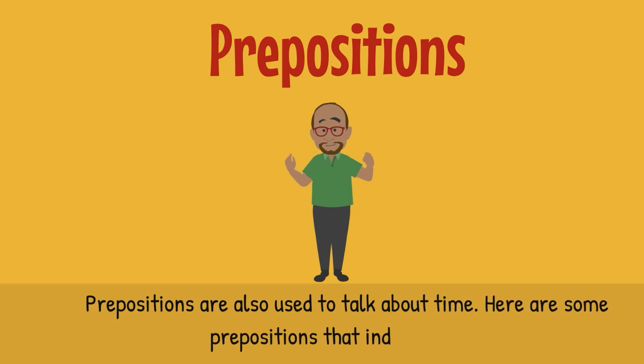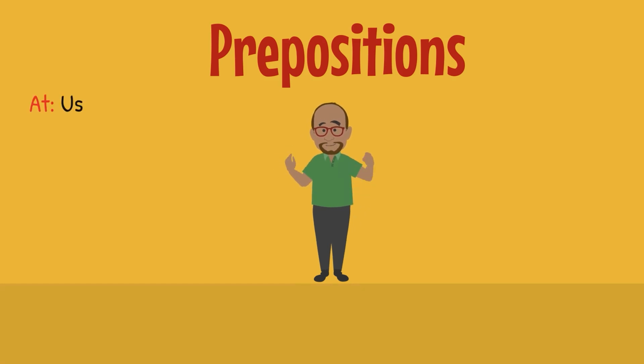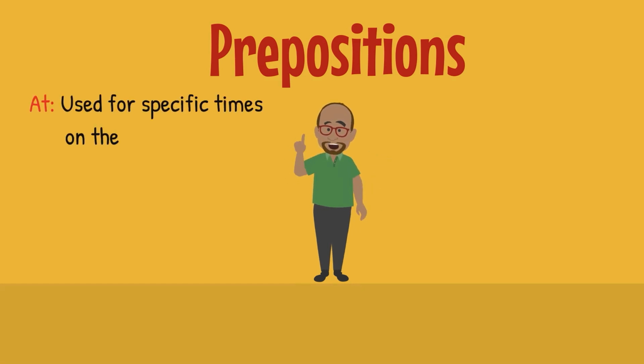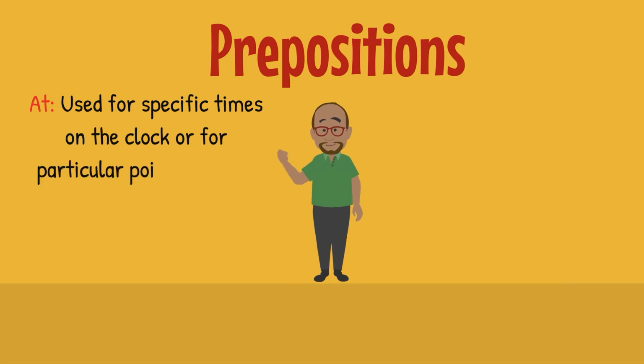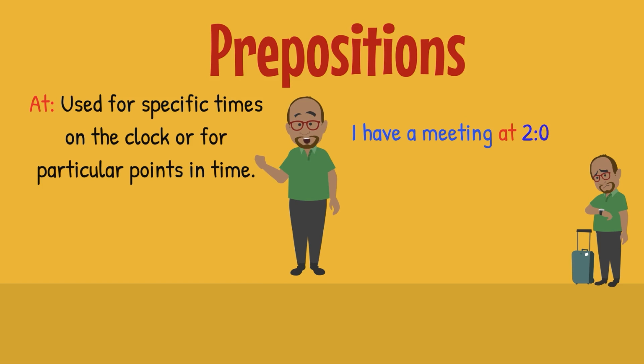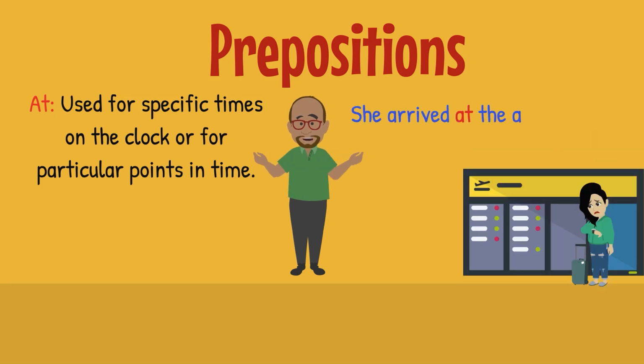Prepositions are also used to talk about time. Here are some prepositions that indicate time. At, used for specific times on the clock or for particular points in time. I have a meeting at 2 p.m. She arrived at the airport at midnight.